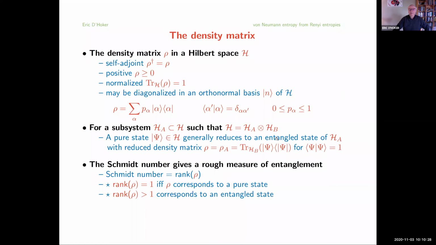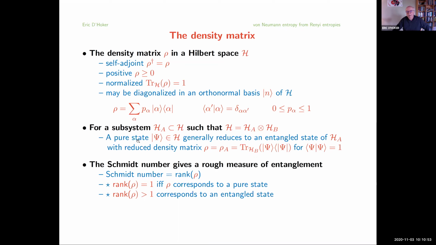Okay, so now the case we're going to be mostly interested in is when we associate a density matrix to a subsystem. So the setup is that we take the Hilbert space to be the tensor product of two Hilbert spaces, HA and HB.